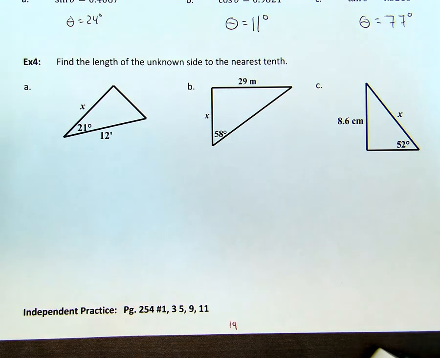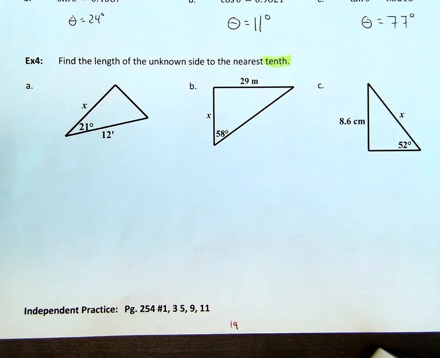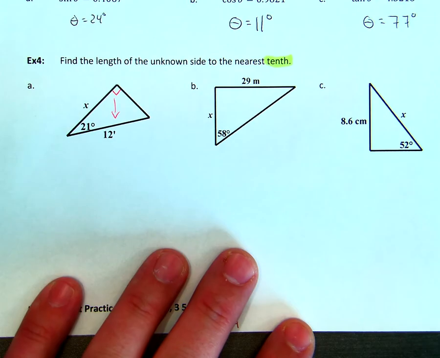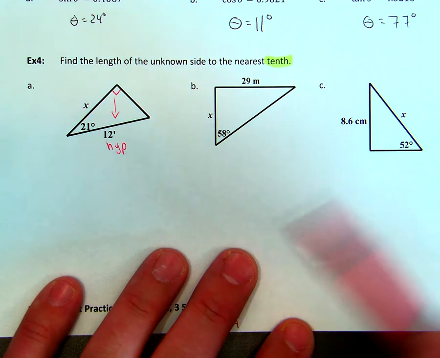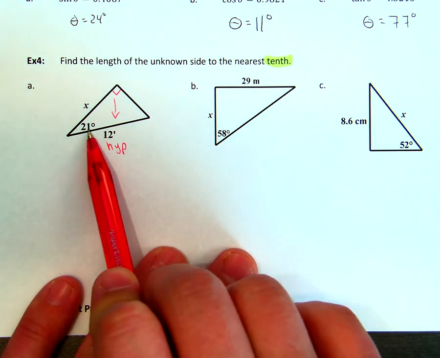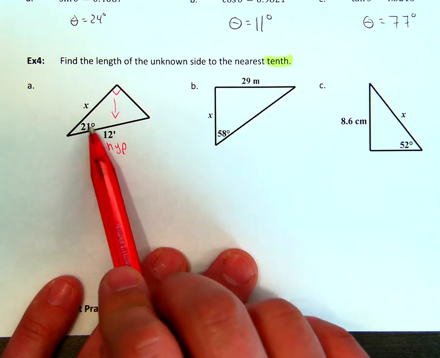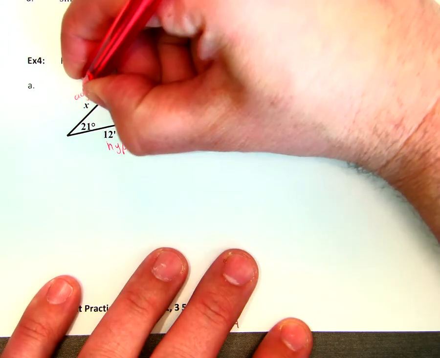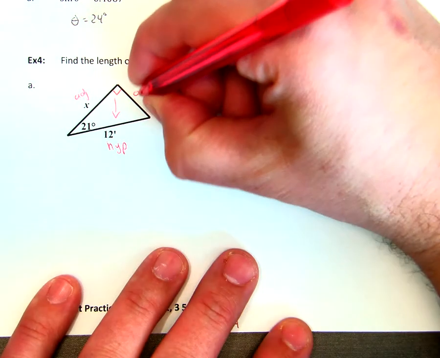Number 4. Find the length of the unknown side to the nearest tenth. So I need to make sure I round off to the nearest tenth, which is 1 decimal place. So the first thing you do with these triangles is label them. So across from the right angle, that is the hypotenuse. Now we don't have a theta here, we have an angle. So 21 degrees is like the theta. So I'm going to reference the adjacent and the opposite based on that. So beside the 21, or adjacent to the 21, is x, so that's adjacent. And on the opposite side of the triangle from the 21 is the opposite.